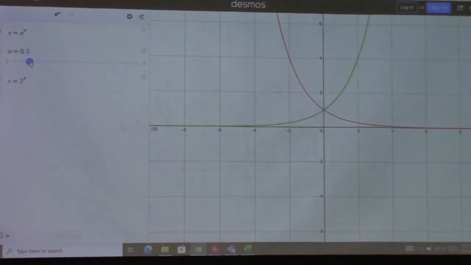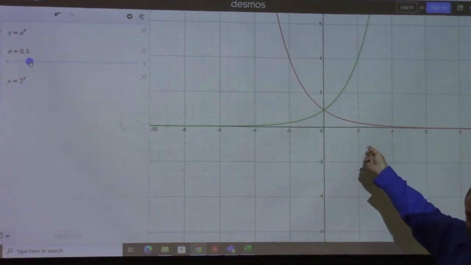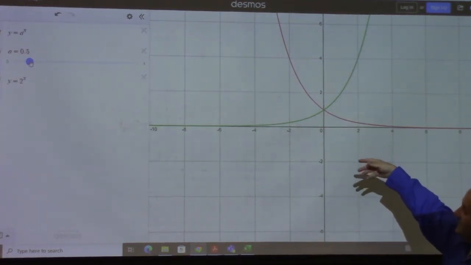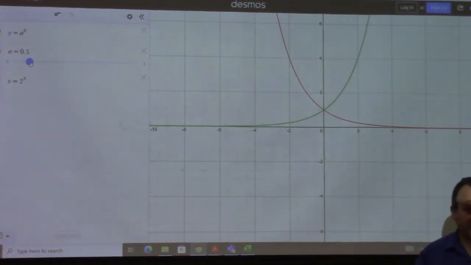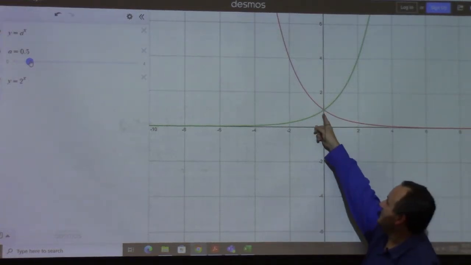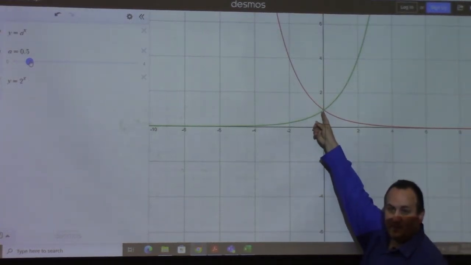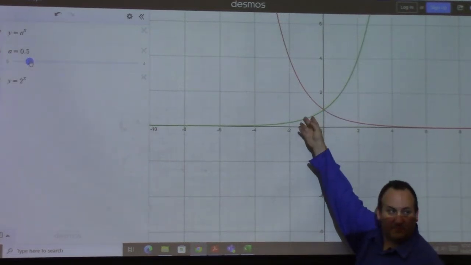0.5 is 1/2, right? So the red graph is 1/2 to the x. The green graph is 2 to the x. See? This is pretty much what happens. Now all of them, look at it. It doesn't matter what exponential you're talking about. It goes through the y-intercept, which is 1, right? They all meet there. Okay?